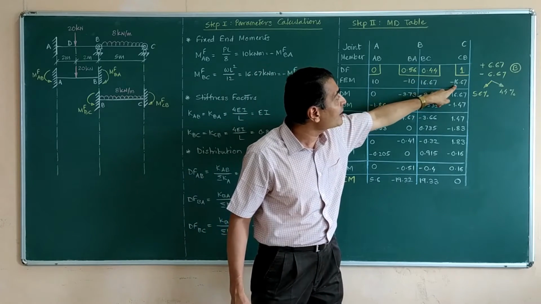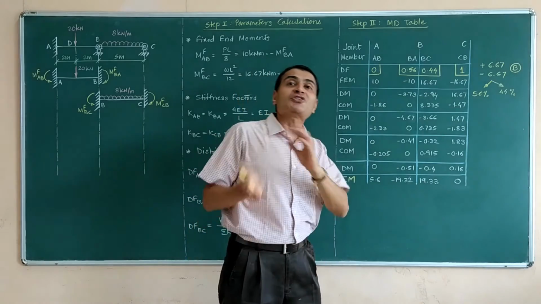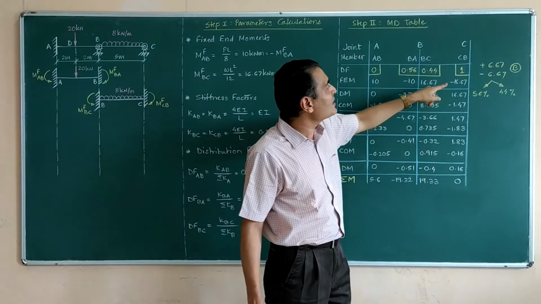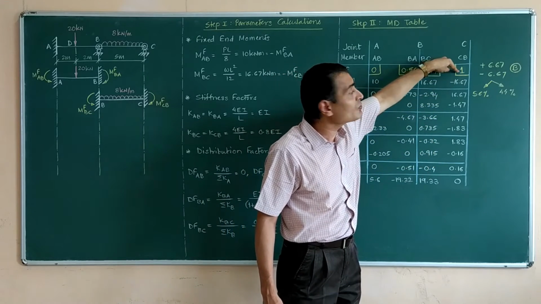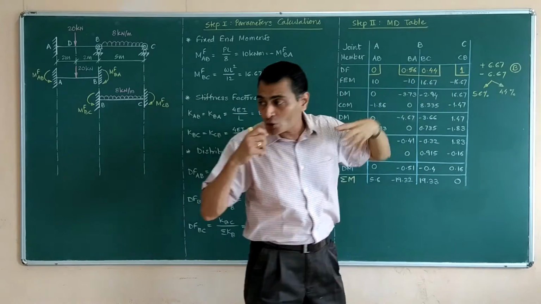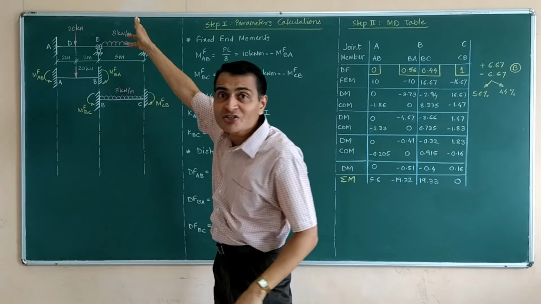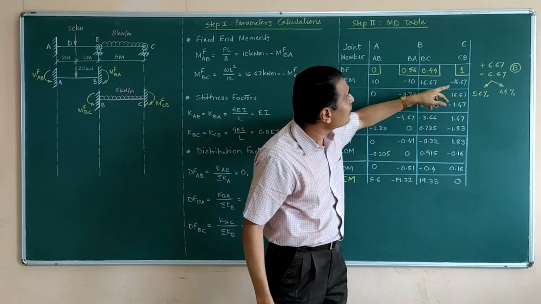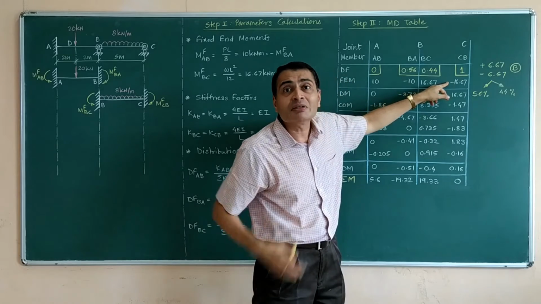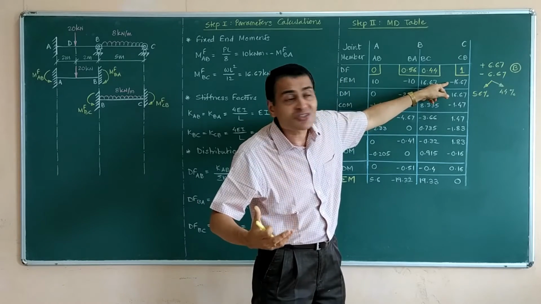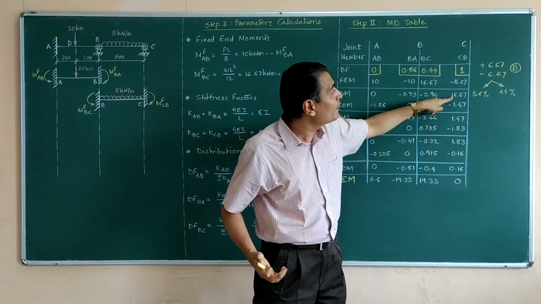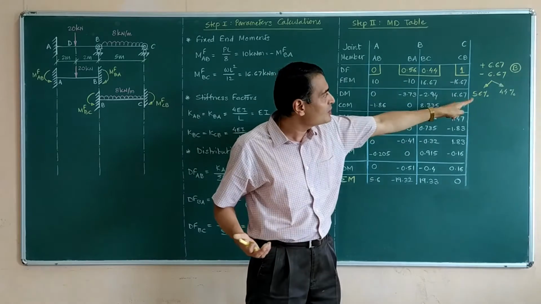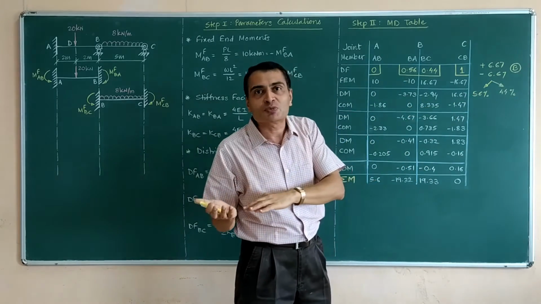Similarly, since here I have minus 16.67, I apply 16.67 because I don't like that imbalance. What has happened? I apply 16.67, but the distribution factor of CB is 1. That is, whatever moment I apply at this joint C, entirely it will be absorbed by member CB. I apply positive 16.67 into 1. It is completely absorbed by member CB as positive 16.67. There is no division like this much percent and that much percent.